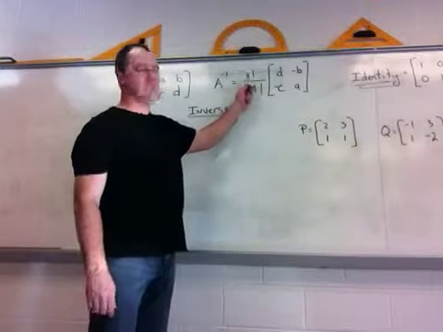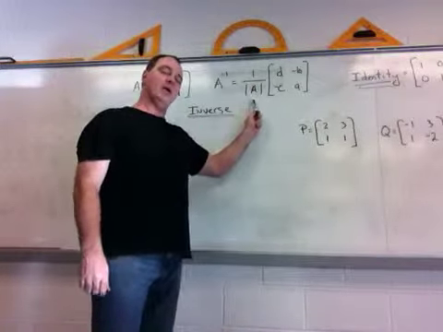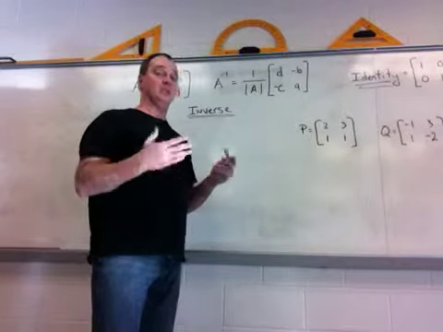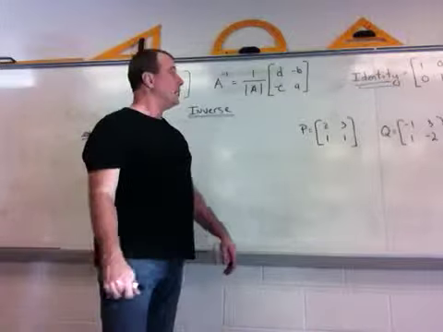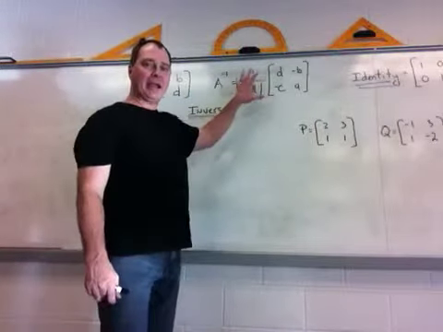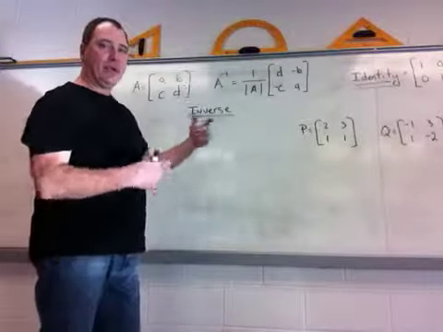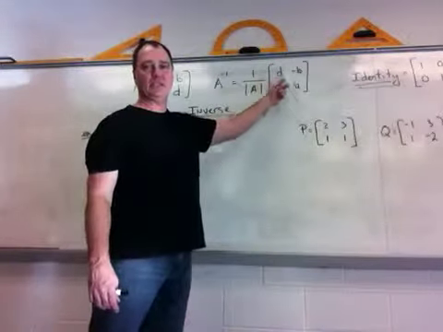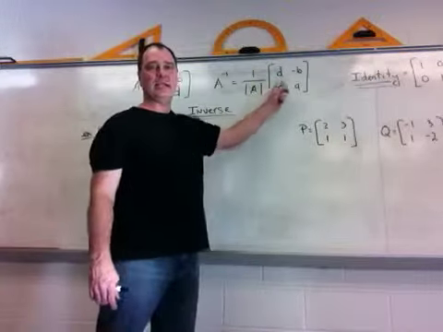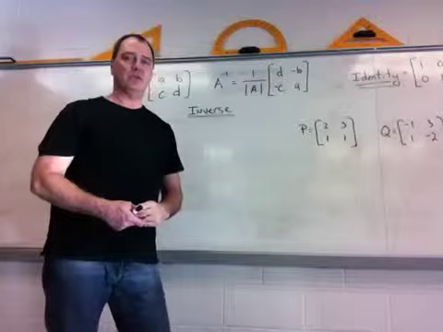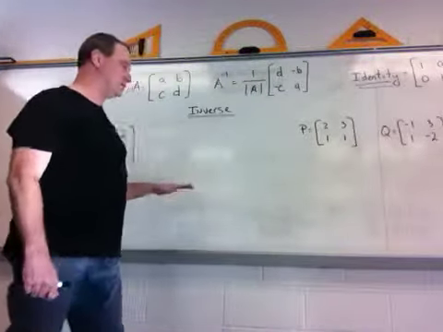The rule looks like this. You take 1 over the determinant of A. Remember from last time, if it has parallel lines, it doesn't mean absolute value, it means determinant when we're talking about matrices. And then you take that fraction times this matrix A rearranged. What they do is they switch places with A and D on the diagonal, and they make B and C their opposite values.